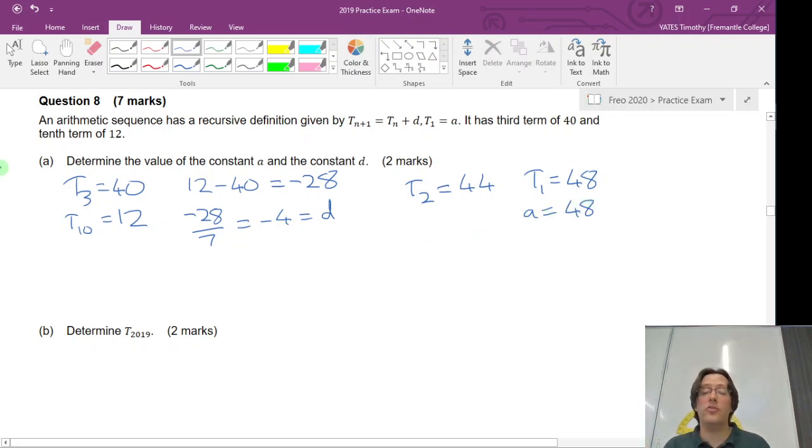And we subtract 4 each time to go to the next terms down. And there we are, we've got D equals -4. Let's make that a bit of a neater circle. And A equals 48. Those were our answers.